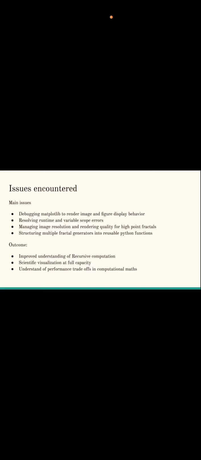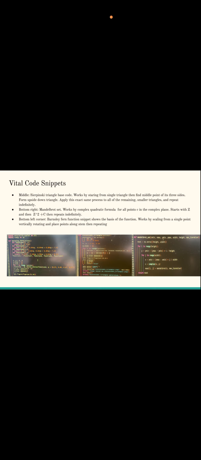But the outcome was that I did get an improved understanding of recursive computation and scientific visualization. So at full capacity, you were able to see the fractals as I showed you here. And I understand the performance trade-offs within the computational maps: how much storage you have to take up to produce higher resolution, or if you're going to trade off in order to produce things at a lower resolution. So here are some visual code snippets.